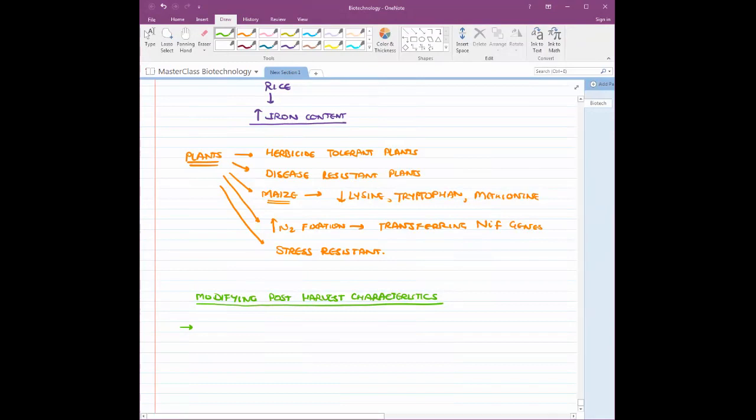Okay, so guys, first of all, we are going to use this for fruits. Especially the fruits, they spoil during transport and during normal storage.